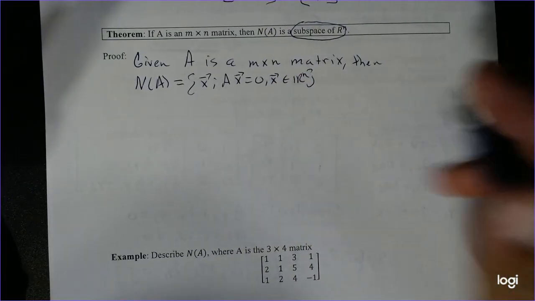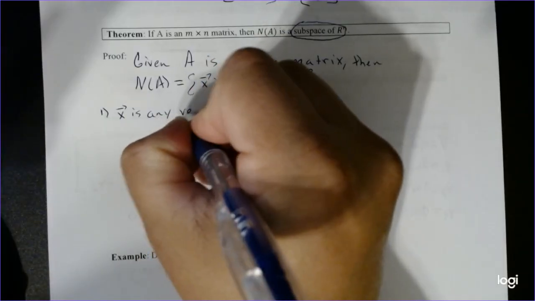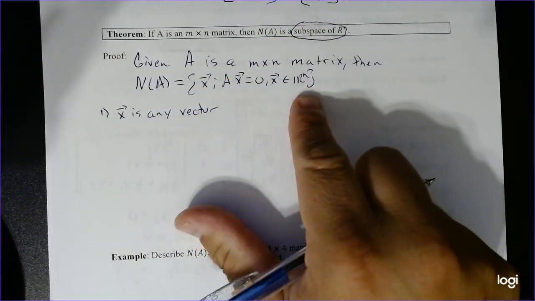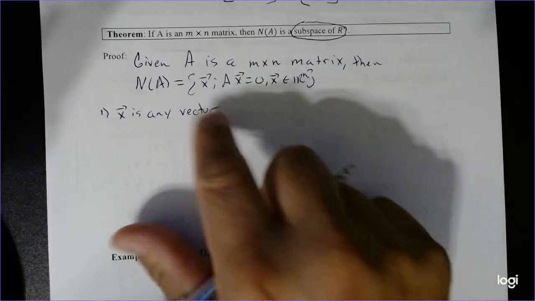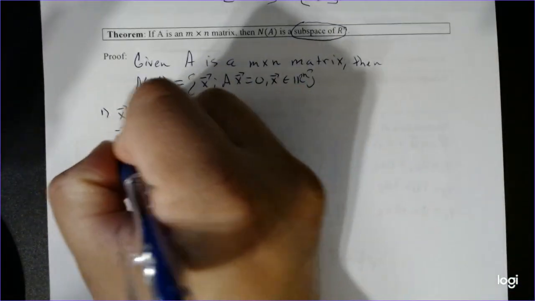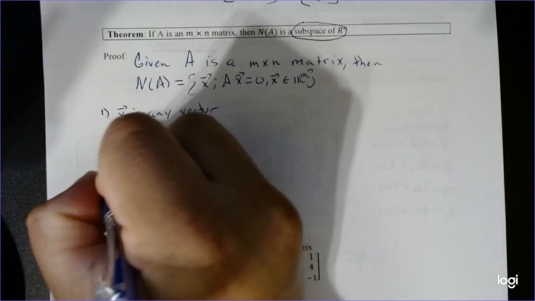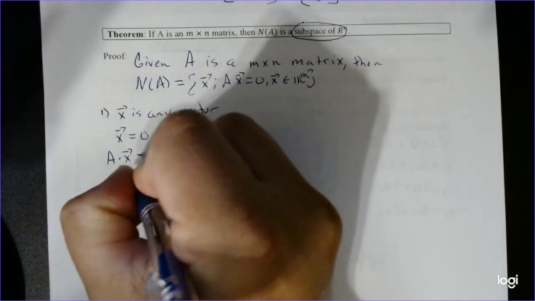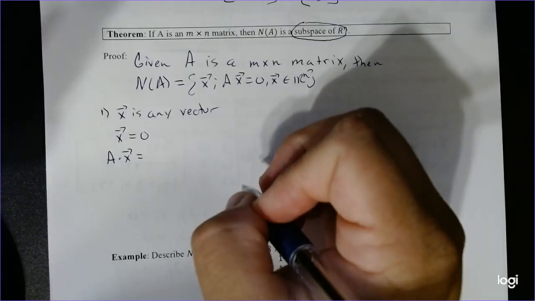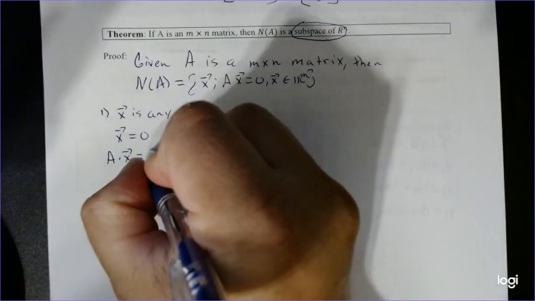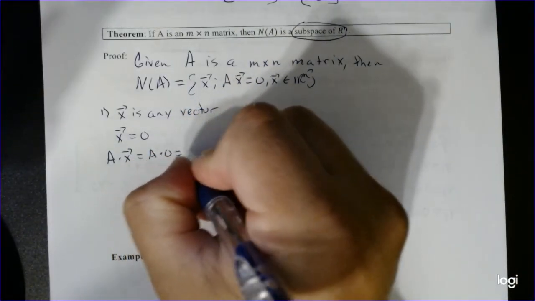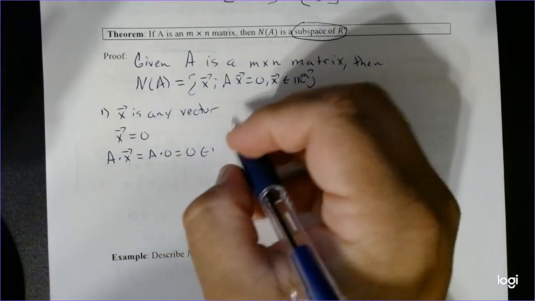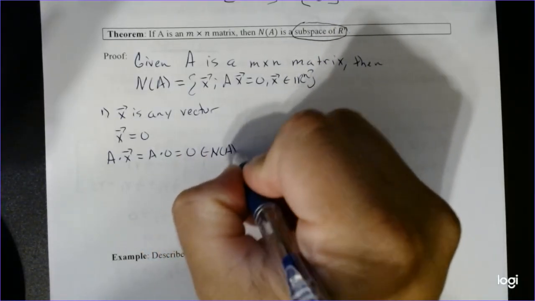Okay, so first thing, we'll say x is any vector that satisfies this. Okay. All right, so we have to show the three things to show it's actually a subspace. So one, if this vector equals 0, then matrix A times x will be, well, 0. So that means that's contained in the null space. So check.